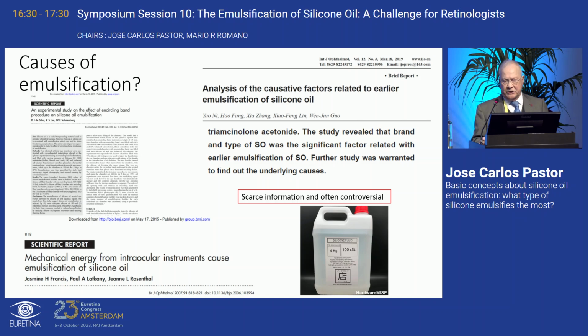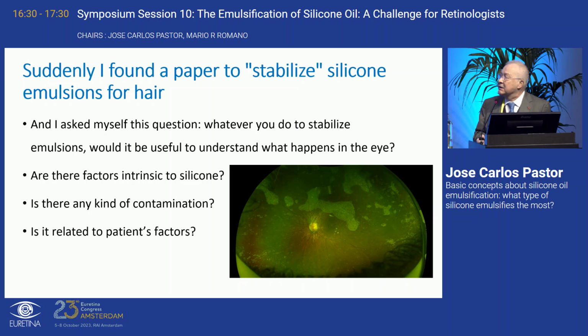We don't expect big emulsification before 1 month after we inject it into the eye. Maybe this is a key, but we have to continue just seeing the causes of the emulsification. Suddenly, I was searching in the literature, and I found a strange paper, because it used methodology to stabilize the emulsification of silicone oil. Obviously, it was not used for ophthalmology, it was used for hair care. But I thought everything that they did to stabilize the emulsification can probably explain what we have inside of the eye. So there are many possibilities.